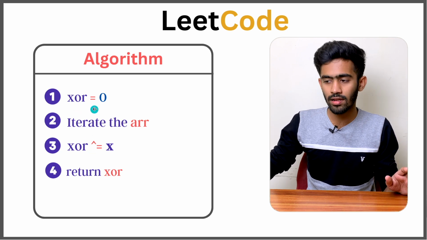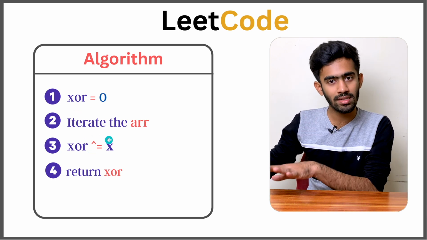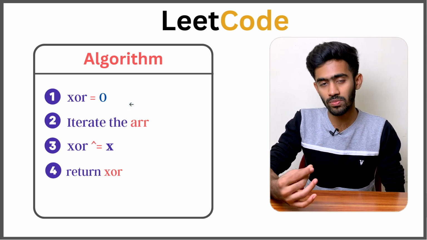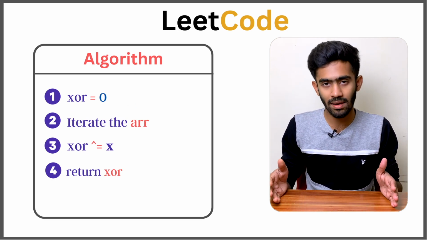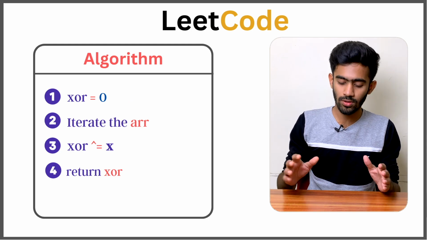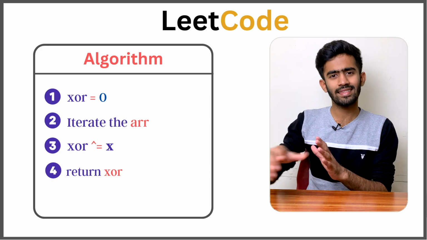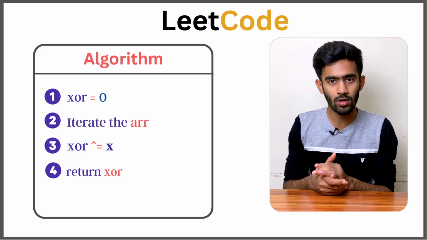And as you can see here, we didn't use any extra space, it uses constant space, and we have just used a single for loop, which means that we are using linear time complexity. So that also gives us the solution which follows our constraint. So let's take this algorithm, move to LeetCode and solve this question.